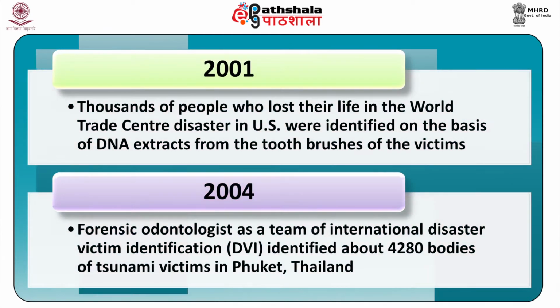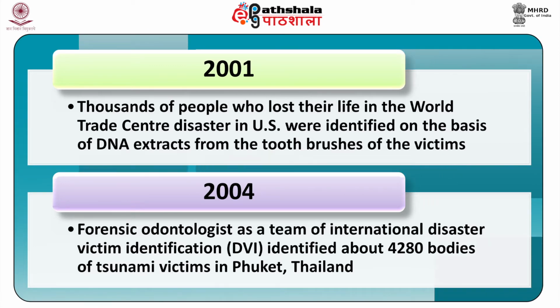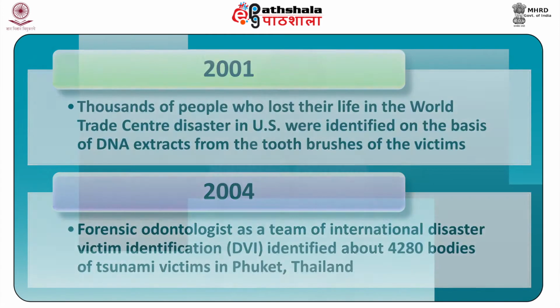In 2001, thousands of people who lost their lives in the World Trade Center disaster in the US were identified on the basis of DNA extracts from the toothbrushes of the victims. In 2004, forensic odontologists, as a team of International Disaster Victim Identification, what we call DVI, identified around 5,000 bodies, to be precise, 4,280 bodies of tsunami victims in Phuket, Thailand.